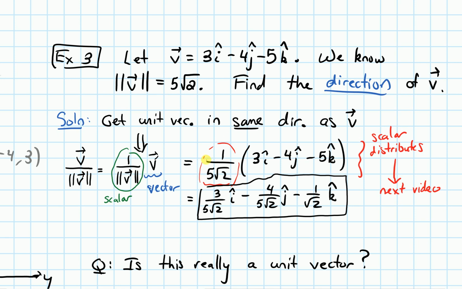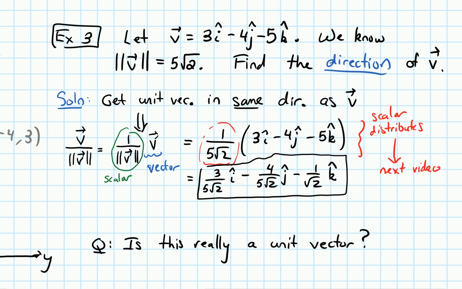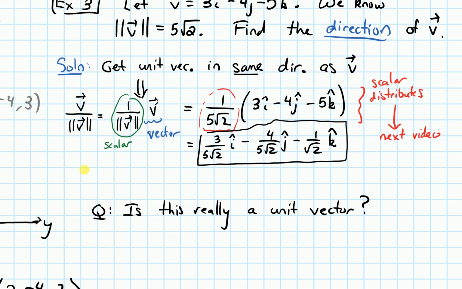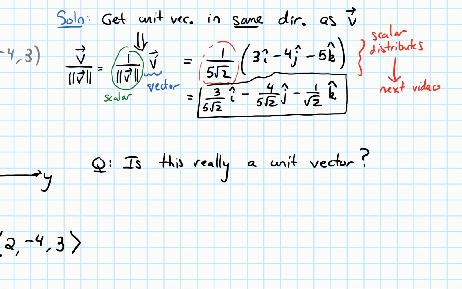In this case, we're multiplying by a positive number, so it's still going to be in the same direction, not even the opposite direction. The question I want to ask is, is this really a unit vector? Because I just stated a formula and asked you to just trust me on it. But let's check. The way I would check if this is a unit vector is to find its length and look to see if the length is 1. So let's take the length.